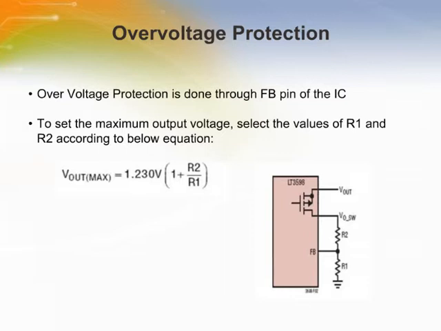The LT3598 uses the FB pin to provide regulated overvoltage protection when all LED strings are open. A resistor divider is connected between the VO-SW pin and the ground as shown above. There is an internal PMOS switch between Vout and VO-SW, which is controlled by the PWM signal. The output voltage should be set higher than the normal LED string operating voltage.